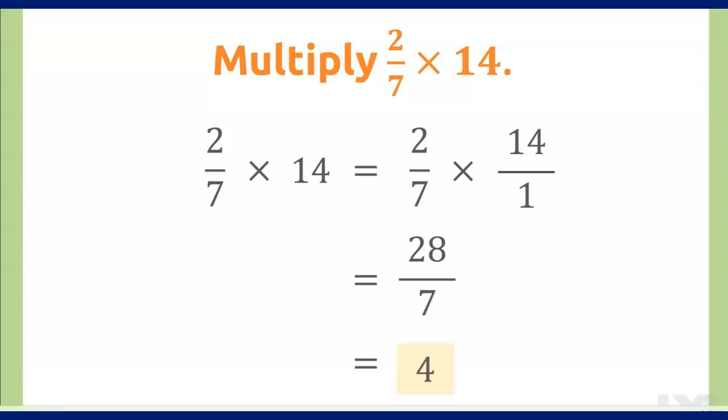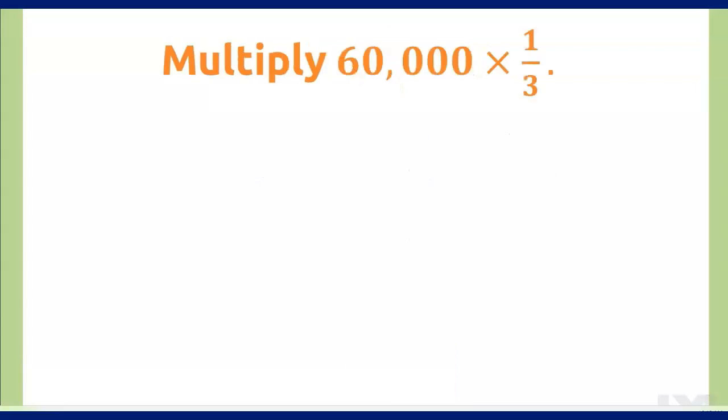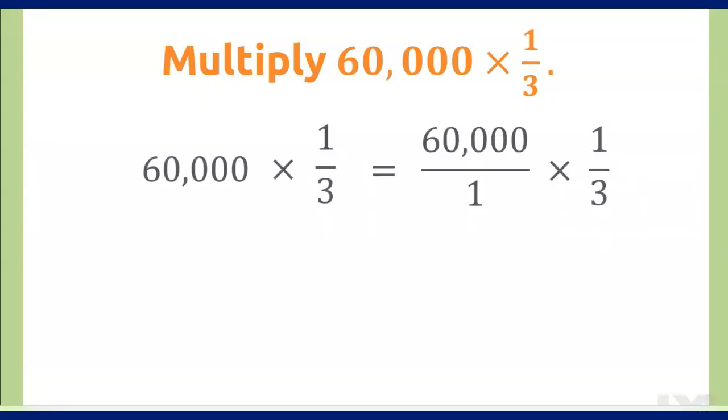What happens if we have a big number like 60,000? We do the exact same thing. First, write 60,000 over 1. So our problem now reads 60,000 over 1 times 1/3. Now we can multiply the numerators to get 60,000. The denominator will be 1 times 3, or 3. So we have 60,000 over 3. Now we can simplify the fraction to get 20,000.